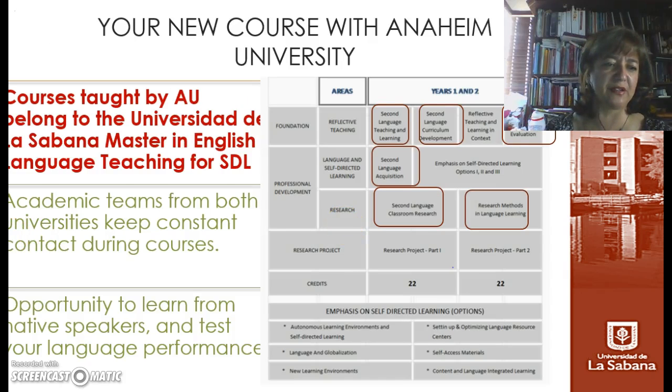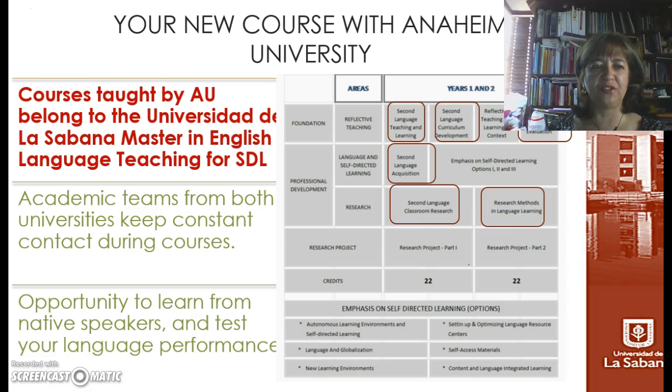Just as a reminder, these are the 6 courses you will be taking with Anaheim: second language teaching and learning, second language curriculum, classroom-based evaluation, second language acquisition, second language classroom research, and research methods in language learning. They are part of the master's program, so if you fail one of these courses, of course it will affect your performance in the master's program.